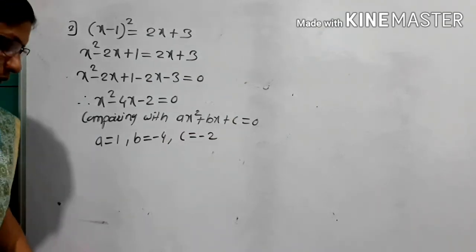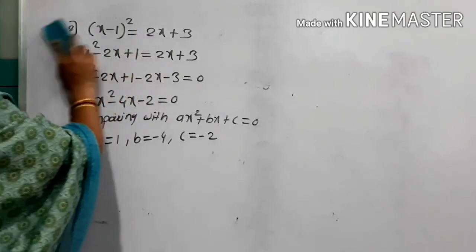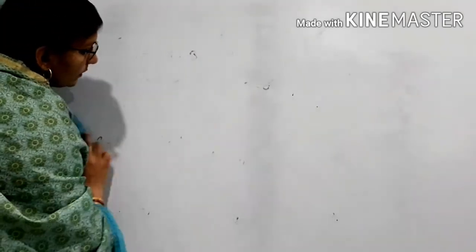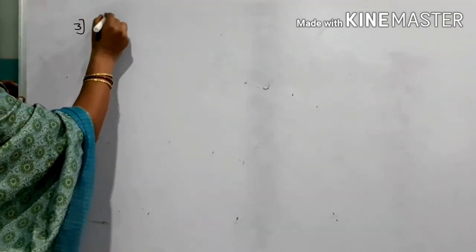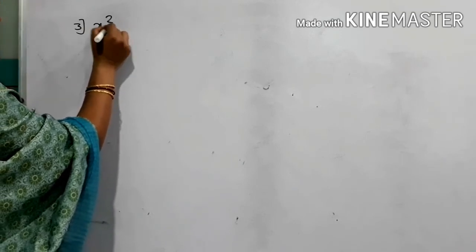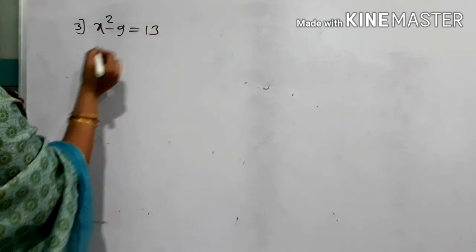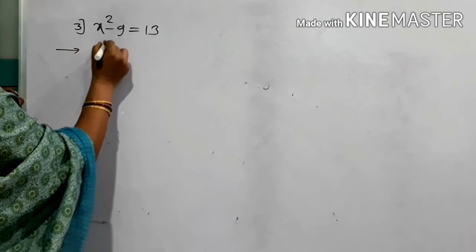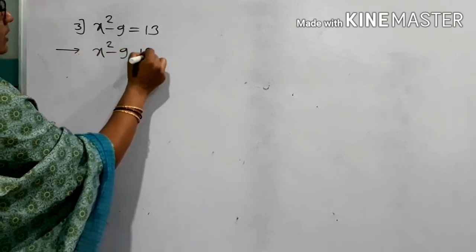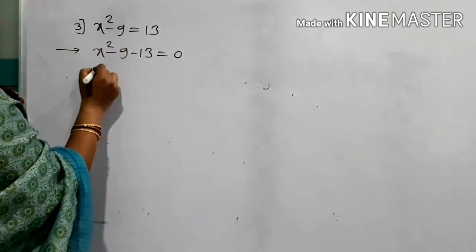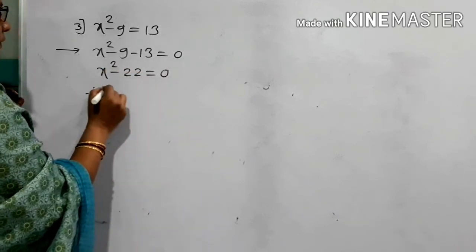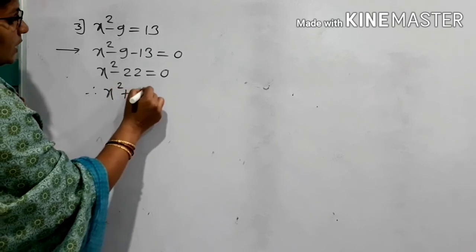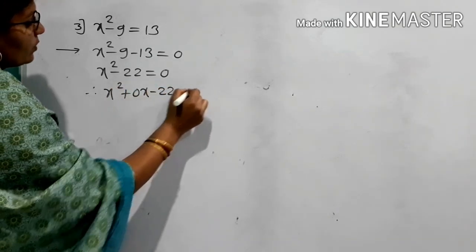Then we take another example. That is x square minus 9 equal to 13. x square minus 9 minus 13 equal to 0. Therefore x square minus 22 equal to 0. Therefore x square plus 0x minus 22 equal to 0.